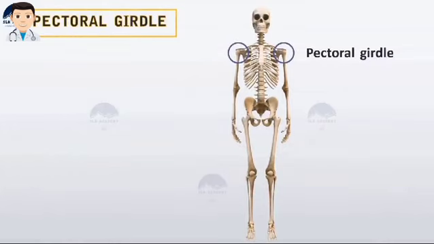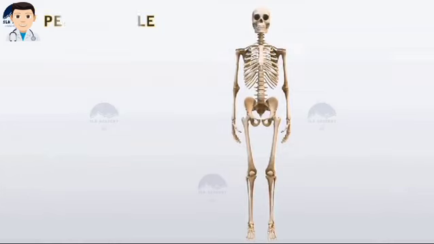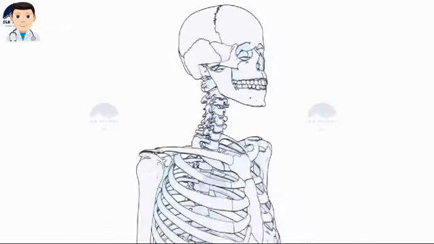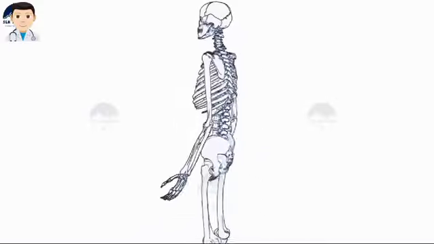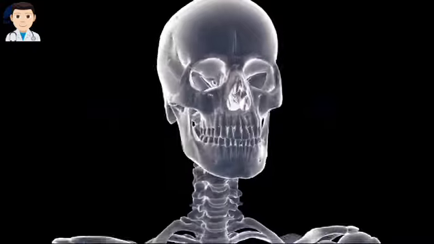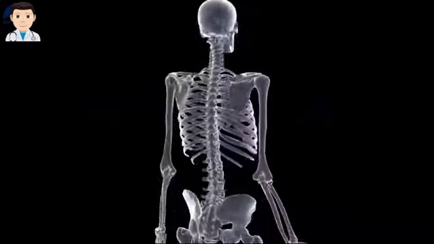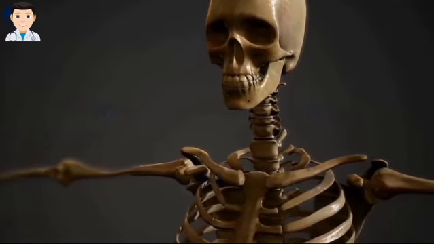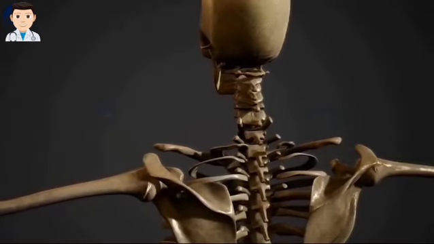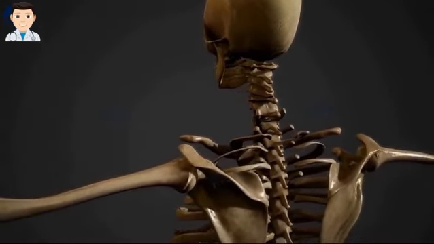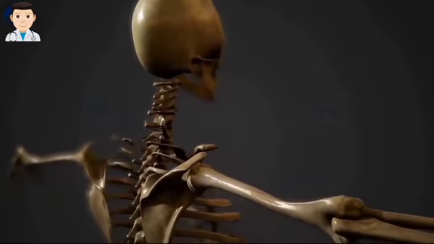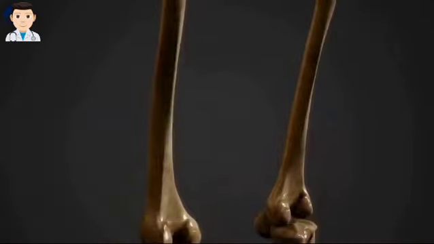Pectoral girdle bones help in joining the upper limbs with the axial skeleton. Pelvic girdle bones help in joining of lower limbs to the axial skeleton. Each girdle is formed of 2 halves. Each half of pectoral girdle consists of a clavicle and scapula. Clavicle bone is commonly known as collar bone. Scapula is a large triangle flat bone situated in the back part of the thorax between the 2nd and 7th ribs.